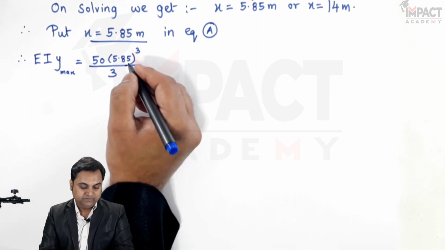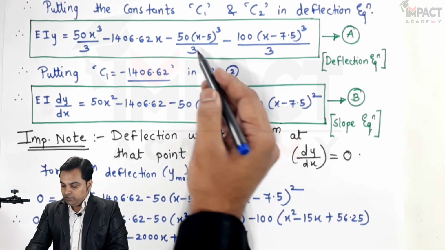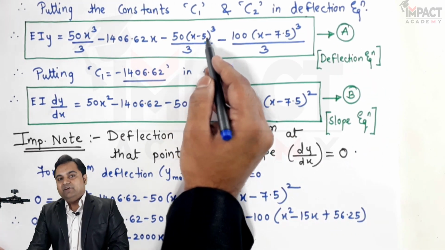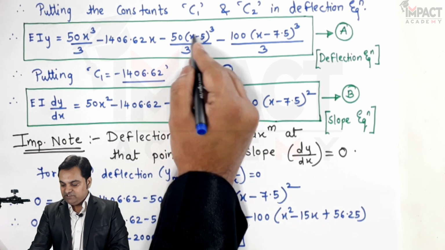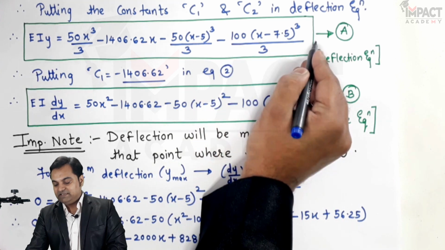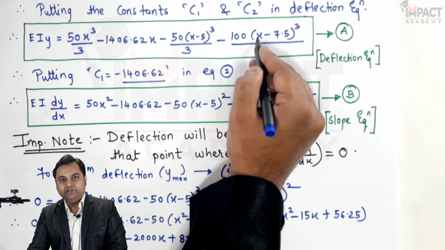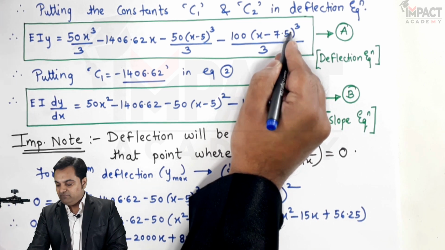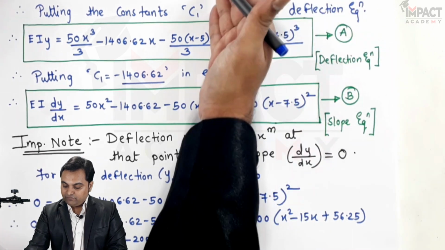Then here also, while putting the value, just check it, x is 5.85, so the brackets which are giving positive answers are to be considered. Like here we have 5.85 minus 5, this bracket would be considered, but the next bracket, which is x minus 7.5, would be 5.85 minus 7.5, which gives a negative answer, so this won't be considered. We'll write the equation only up till here.